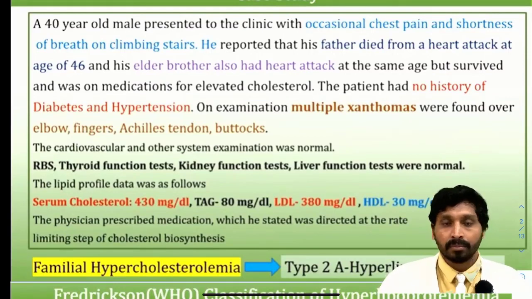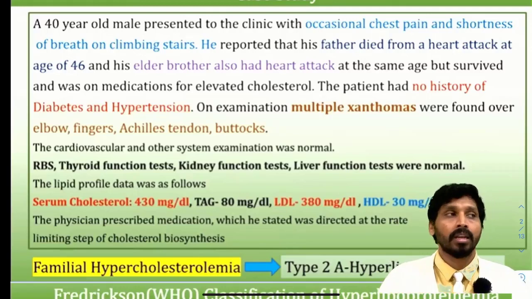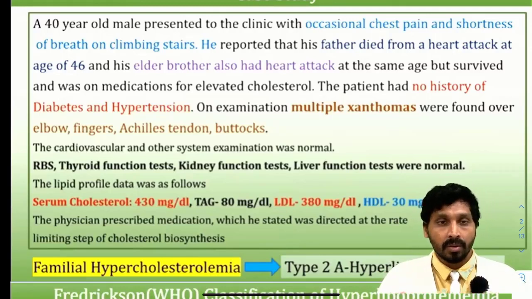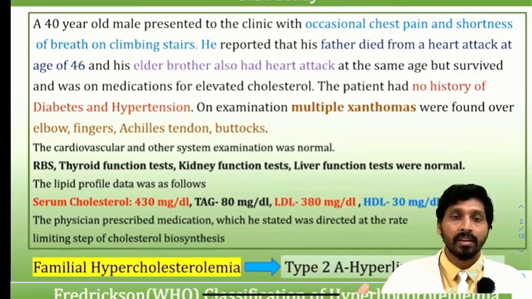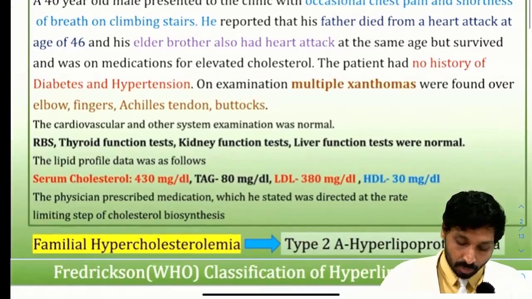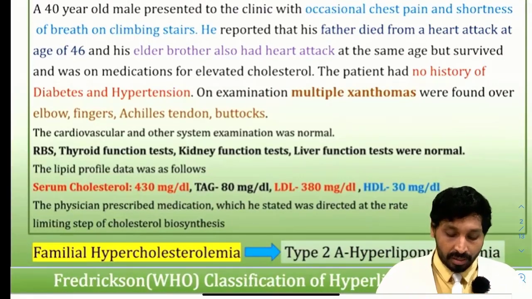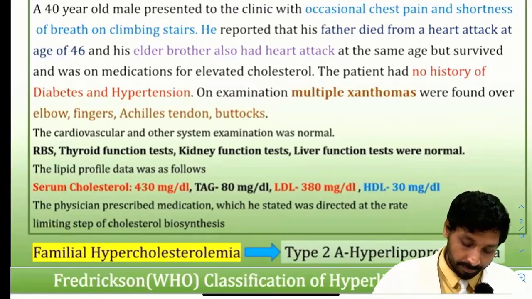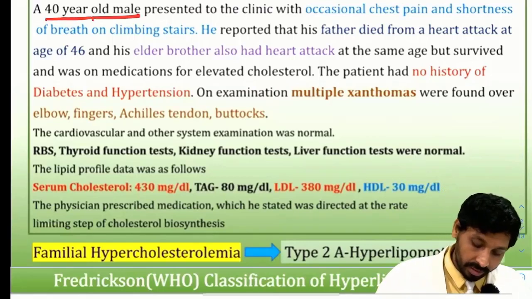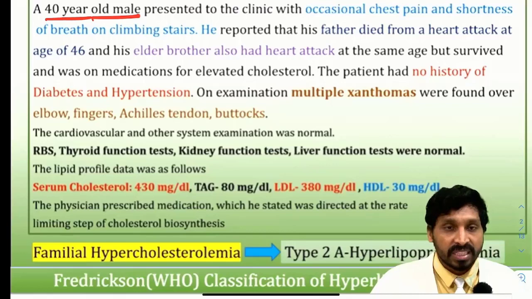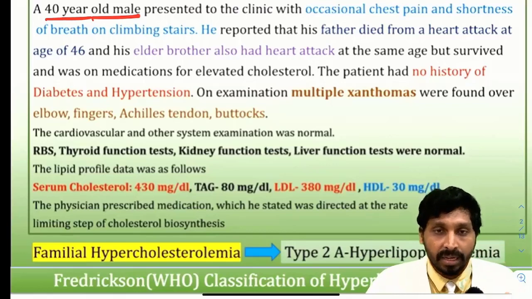So, the answer I am telling in the beginning itself. This is the case related to hyperlipoproteinemia, but there are subclassifications regarding the hyperlipoproteinemias, right. That we will see in detail in further slides. First, if you see the stem of the case, a 40-year-old male visited the clinic with occasional chest pain and shortness of breath on climbing stairs.